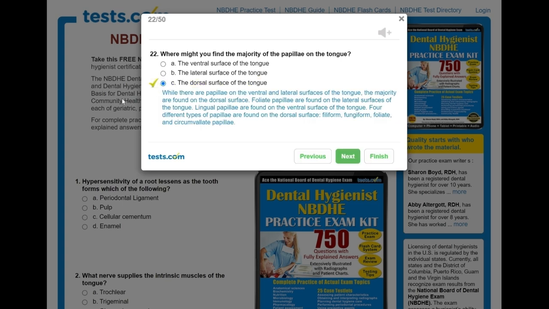While there are papillae on the ventral and lateral surfaces of the tongue, the majority are found on the dorsal surface. Foliate papillae are found on the lateral surface of the tongue. Lingual papillae are found on the ventral surface of the tongue. 4 different types of papillae are found on the dorsal surface: filiform, fungiform, foliate, and circumvallate papillae.